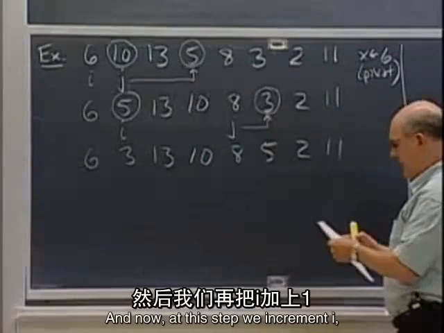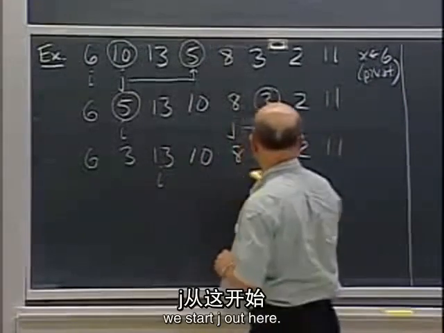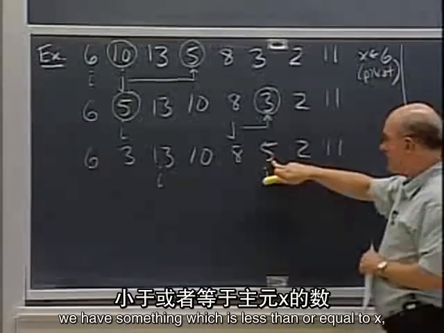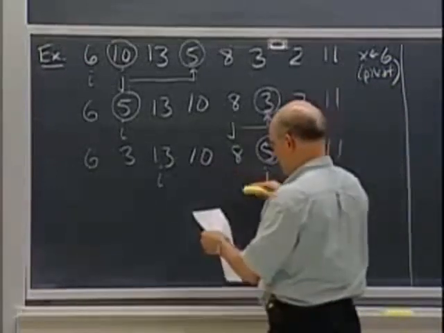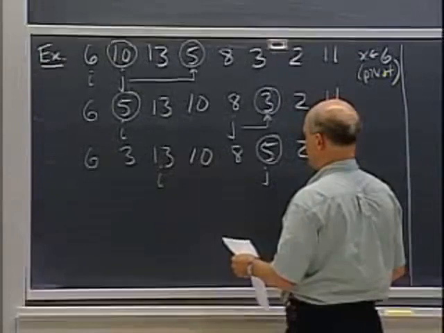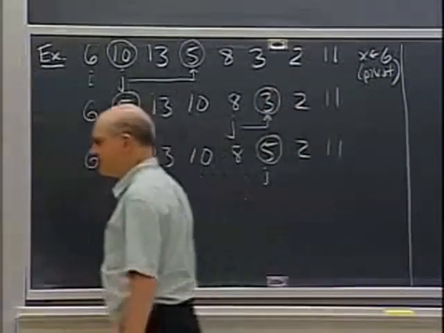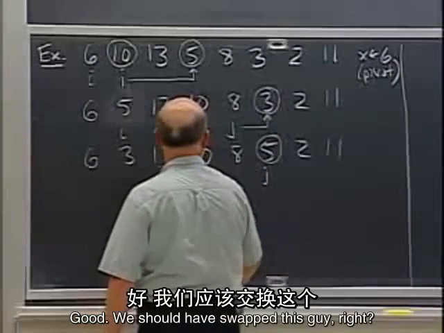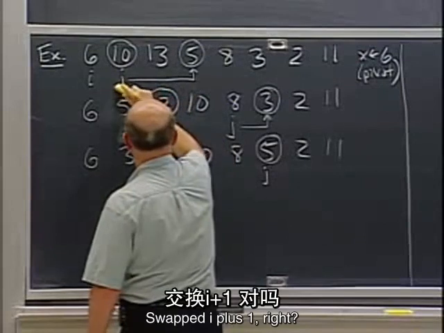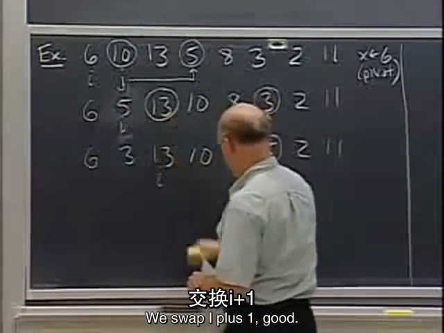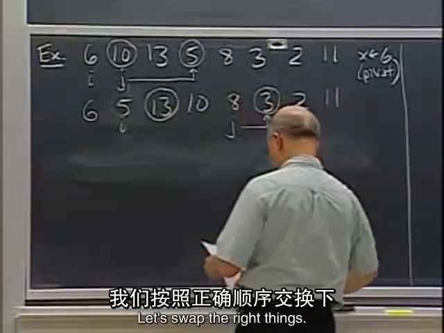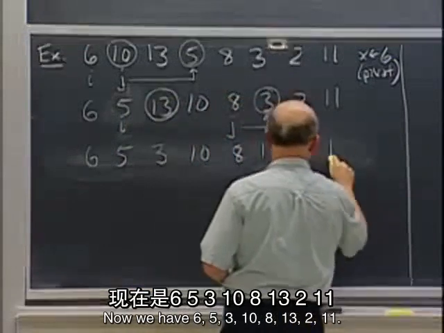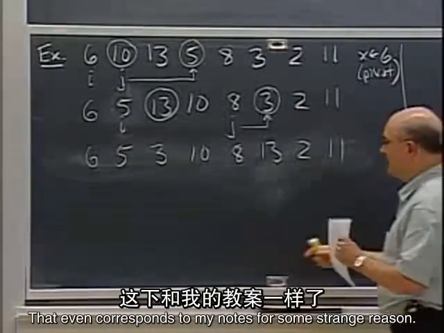Now at this step we increment i, we start j out here, and in this case, right off the bat, we have something which is less than or equal to x. So we swap these two. Oops, I blew it, didn't I? I swapped the wrong thing here. That's why I'm not a computer. We should have swapped this guy, right? Swap i plus 1. So this was i. We swap i plus 1. Good. So that's all wrong. Let's swap the right things. So now we get 6, 5, 3, 10, 8, 13, 2, 11. That even corresponds to my notes for some strange reason.